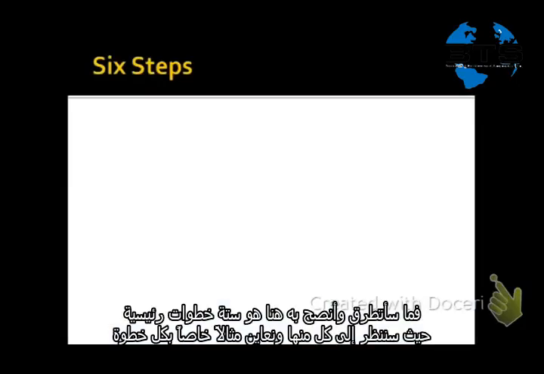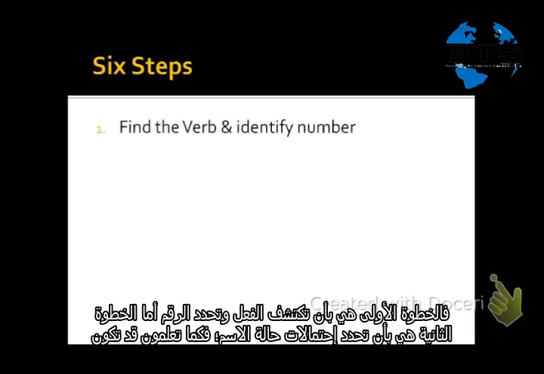I recommend something that consists of 6 basic steps. I'm going to tell you the 6 steps, and then we're going to look at them with a specific example one by one. So the first step is you find the verb and identify the number. If you don't know what I mean by number, that's okay, we're coming back to it.